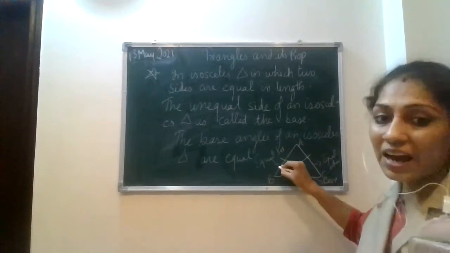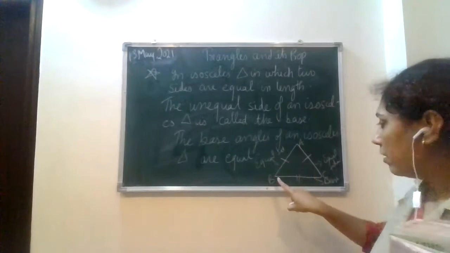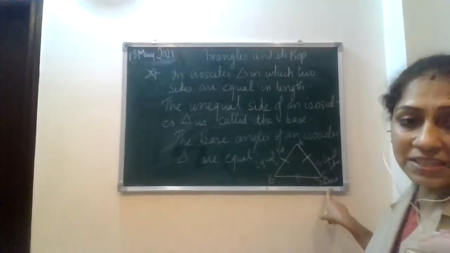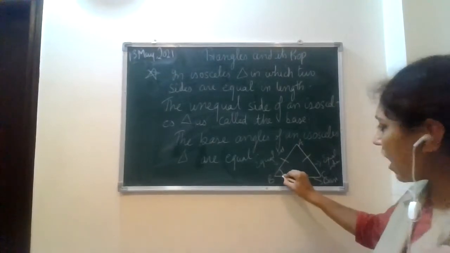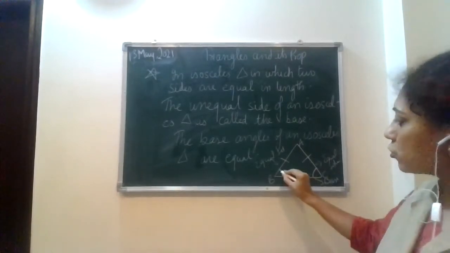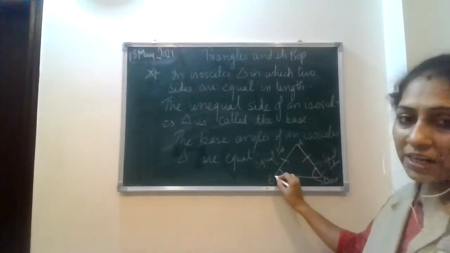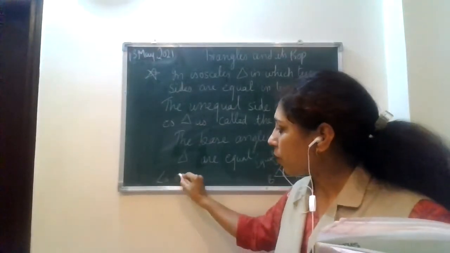Base angle means the unequal side on which the two angles are being made. The base side has two vertices, B and C. Both vertices are making an angle. These two angles are equal by the virtue of the property: angles opposite to equal sides.